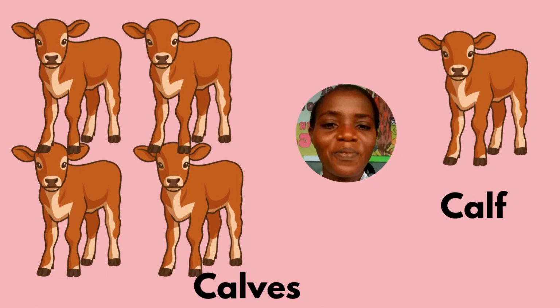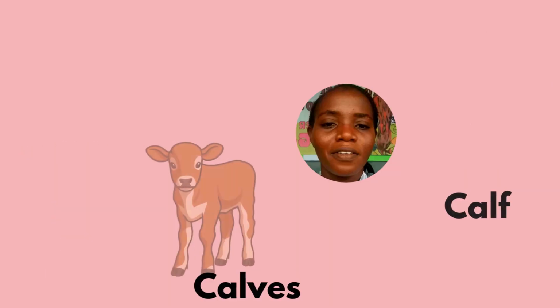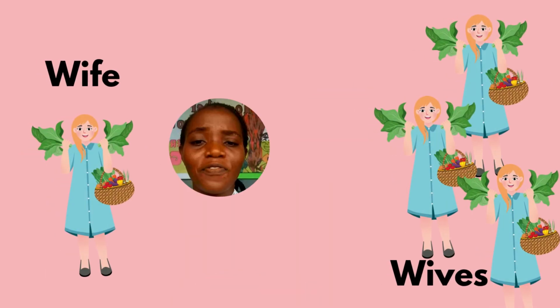Another example is calf, and the plural of calf is calves. Moving forward, I have wife, and the plural of wife is wives. Note, wife here ends with fe, so the fe is changed to v, then es is added to form the plural.